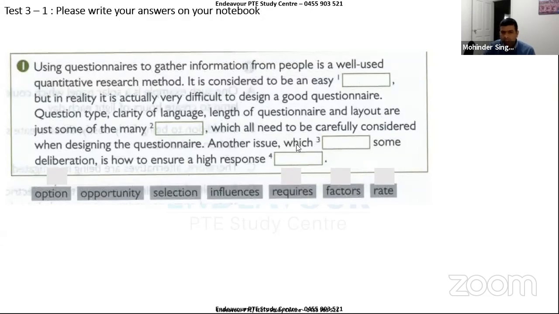So here, which is representing another issue. Another is an adjective, so issue is singular, and you need requires here because it is represented as singular and is written in the present indefinite. So whenever you are writing any sentence in the present indefinite, you're going to need the first form of the verb plus s or es. So that's why we need which requires.